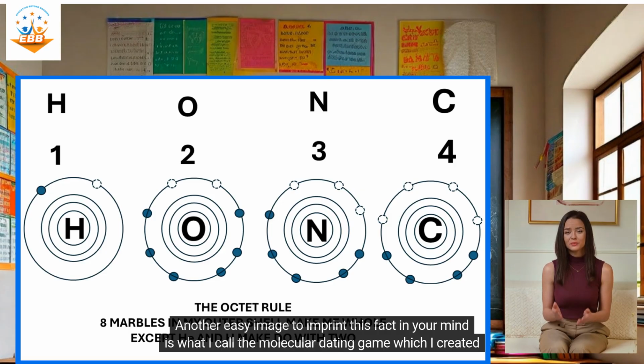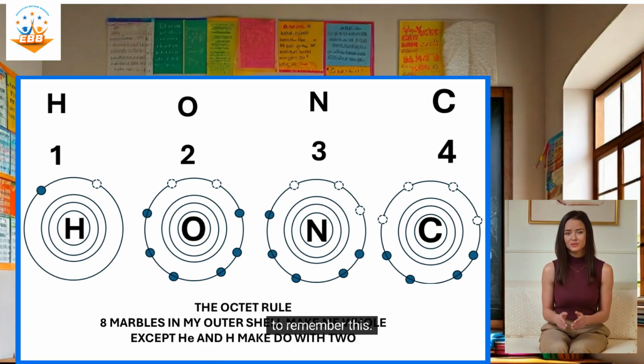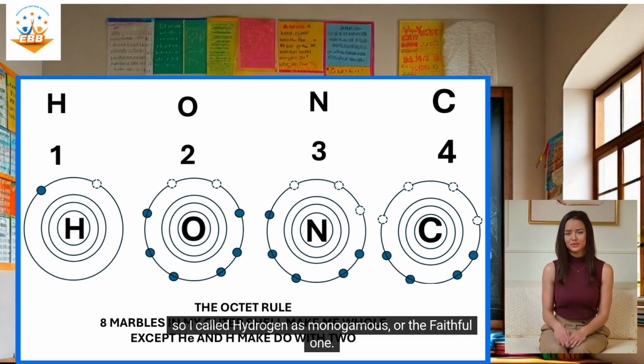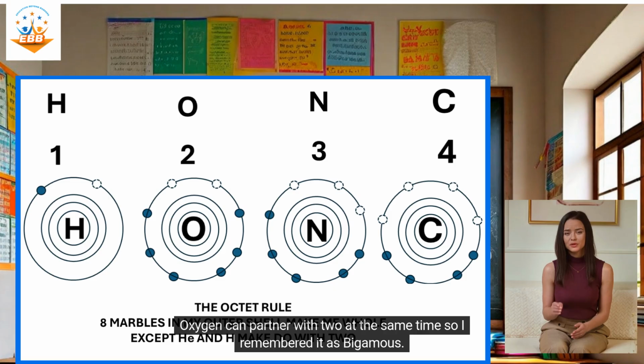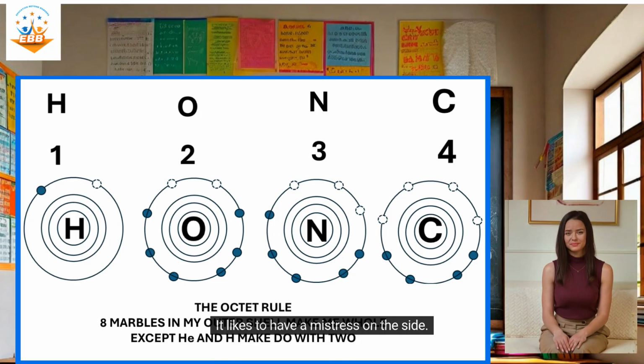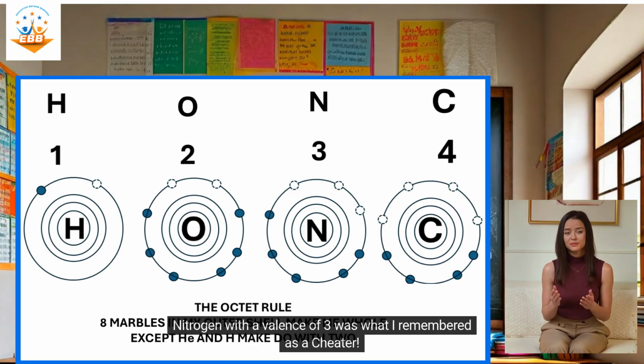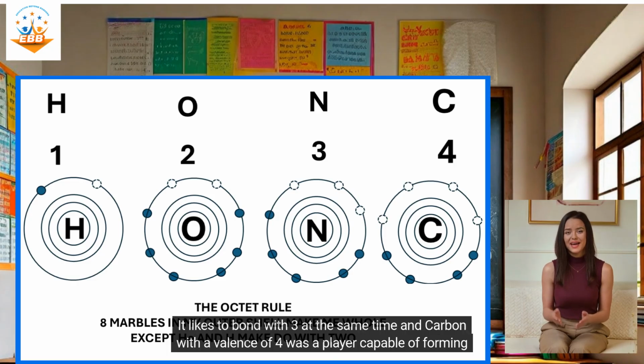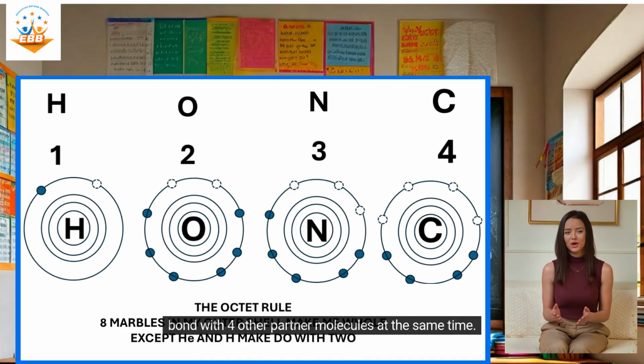Another easy image to imprint this fact in your mind is what I call the molecular dating game, which I created to remember this. Hydrogen can partner with 1 other element, so I called hydrogen monogamous, or the faithful one. Oxygen can partner with 2 at the same time, so I remembered it as bigamous. It likes to have a mistress on the side. Nitrogen with a valence of 3 was what I remembered as a cheater. It likes to bond with 3 at the same time, and carbon, with a valence of 4, was a player capable of forming bonds with 4 other partner molecules at the same time.